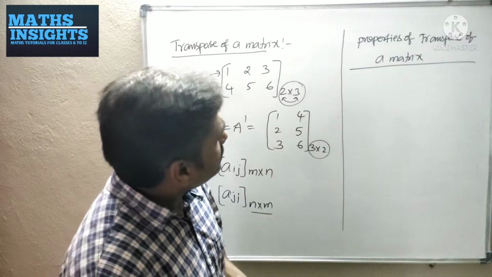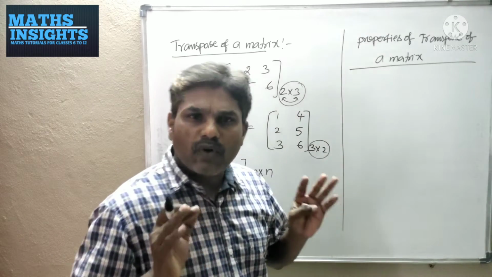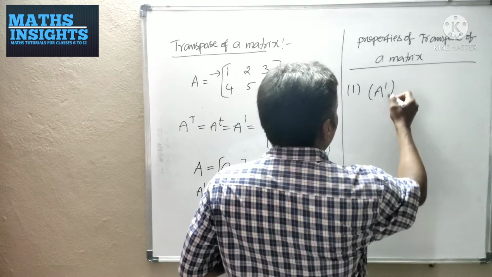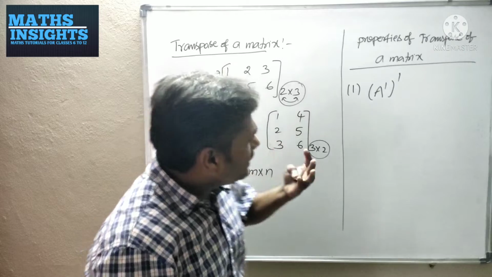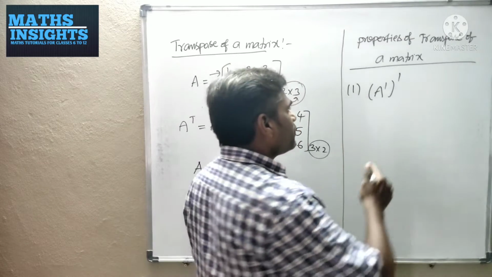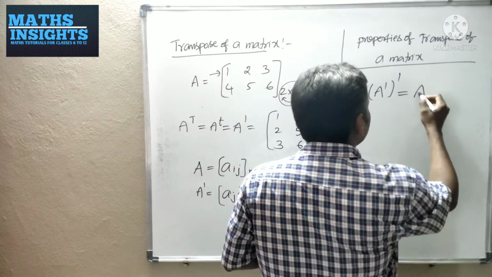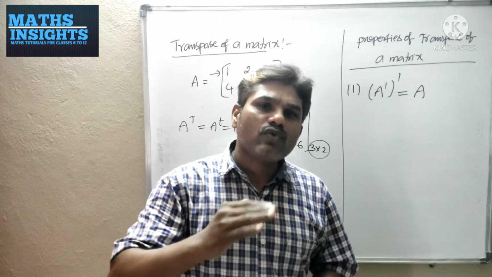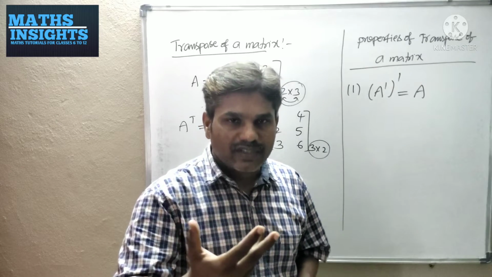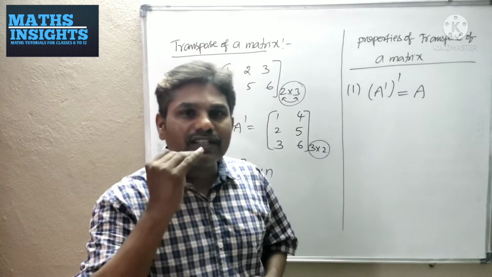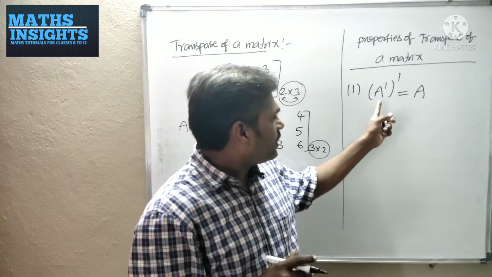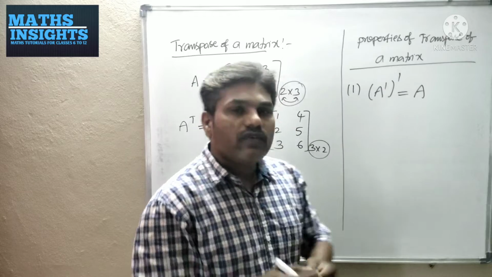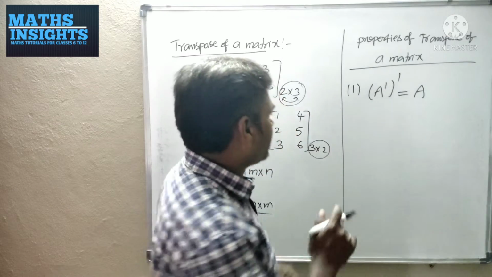The properties of transpose of a matrix are very important. The first property says that if you do transpose twice for a matrix, that means A dash whole dash, you will get A again. Why? Because you are writing rows as columns 2 times. Automatically you will get the original matrix again. Therefore, A dash whole dash or A transpose whole transpose will give you again the original matrix.